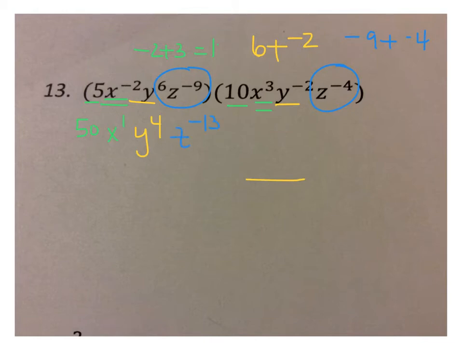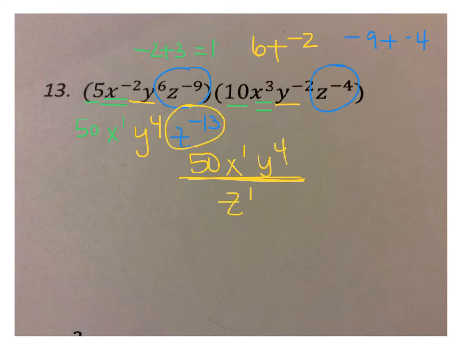Now, that answer is not correct. And if you're saying, why is it not? Well, because we have a negative exponent. You can never have a negative exponent. So therefore, we need to figure out what to do. So the 50 stays on top. The x to the first stays on top. The y to the fourth stays on top. To get rid of my negative exponent, I have to put it on the bottom of the fraction. Now there's my answer. I have no negative exponents.